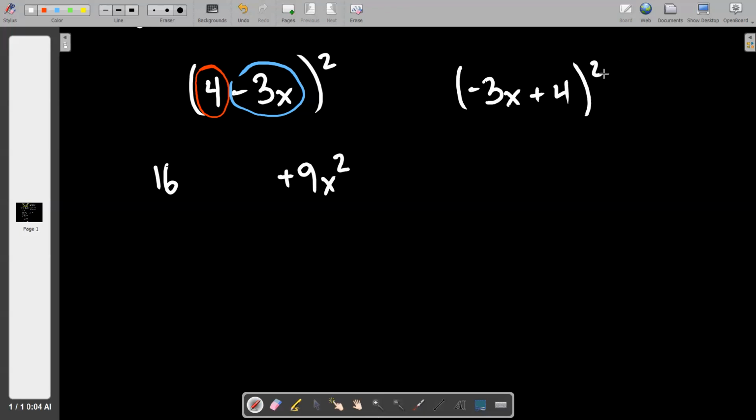Again, it's usually not the square part that we talk about. That's the ho-hum for me. It's this middle. What is red times blue? It is negative 12x. Double that: negative 24x.